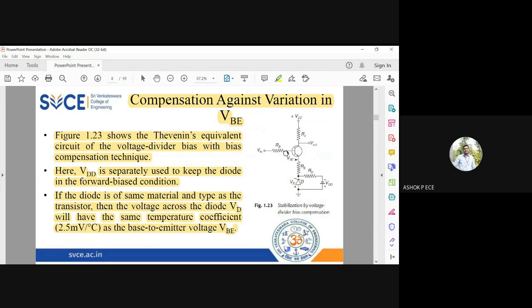So whatever variation you are going to have in VBE, the same parameters will be applicable to VD, because I'm assuming the diode and the transistor are made up of the same material. So the analysis is going to be very, very easy for me because they are made up of the same material. So the characteristics will be the same for both.